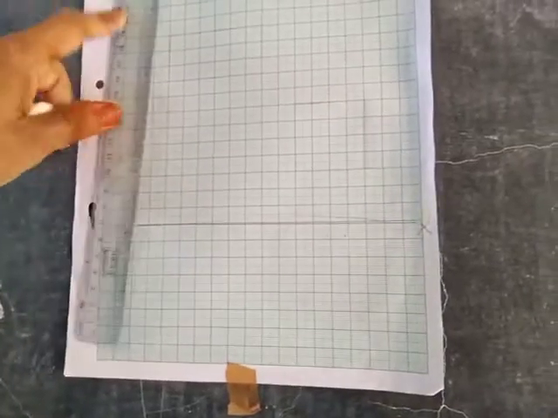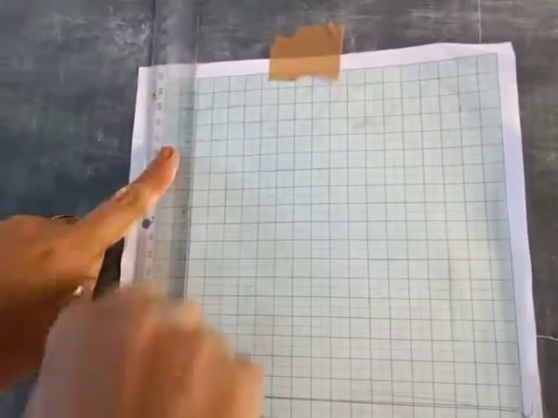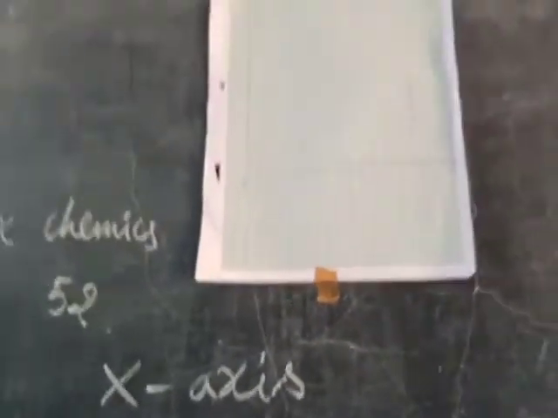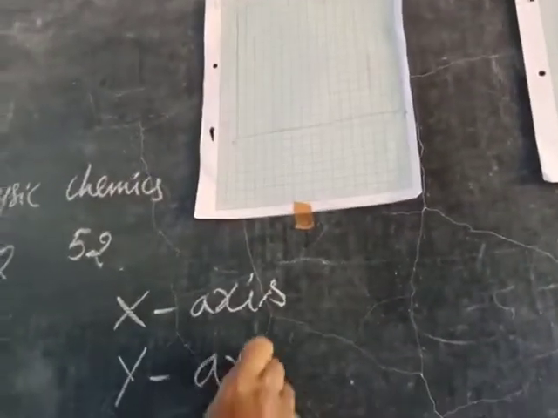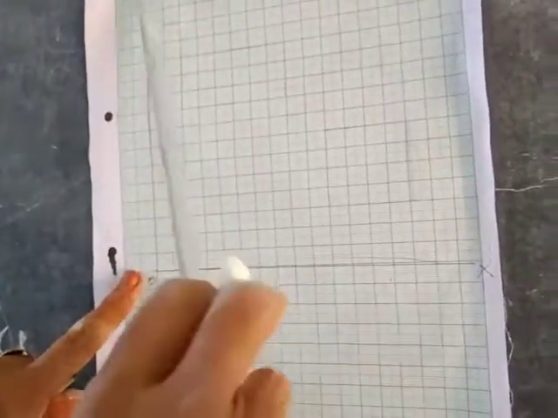And another line you take, a vertical line. This line is called the y-axis. Do you understand? This is the graph paper; the squares are visible to you and they are at equal distance. So you take one horizontal line, called the x-axis, and one vertical line, called the y-axis.